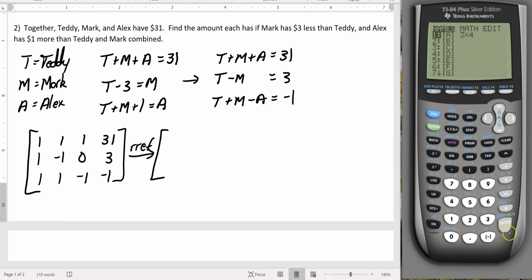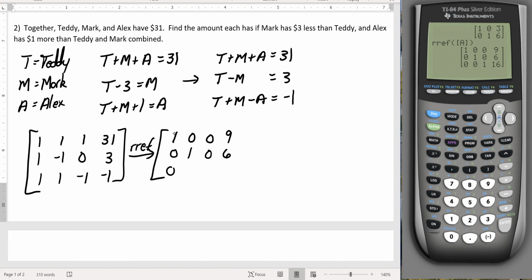Second matrix A, close the parentheses. So 1, 0, 0, 9; 0, 1, 0, 6; 0, 0, 1, 16. All right. So from this, we can conclude that Teddy has $9.